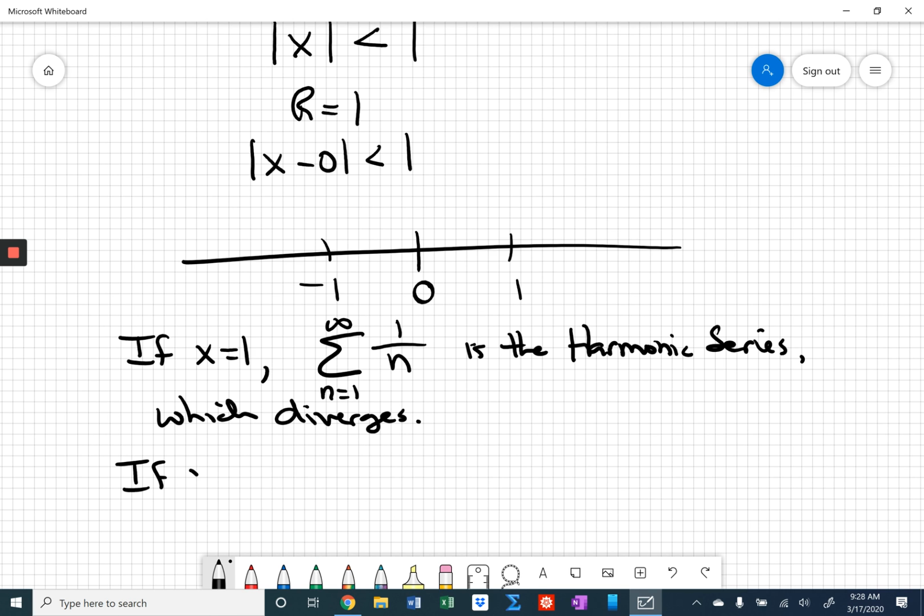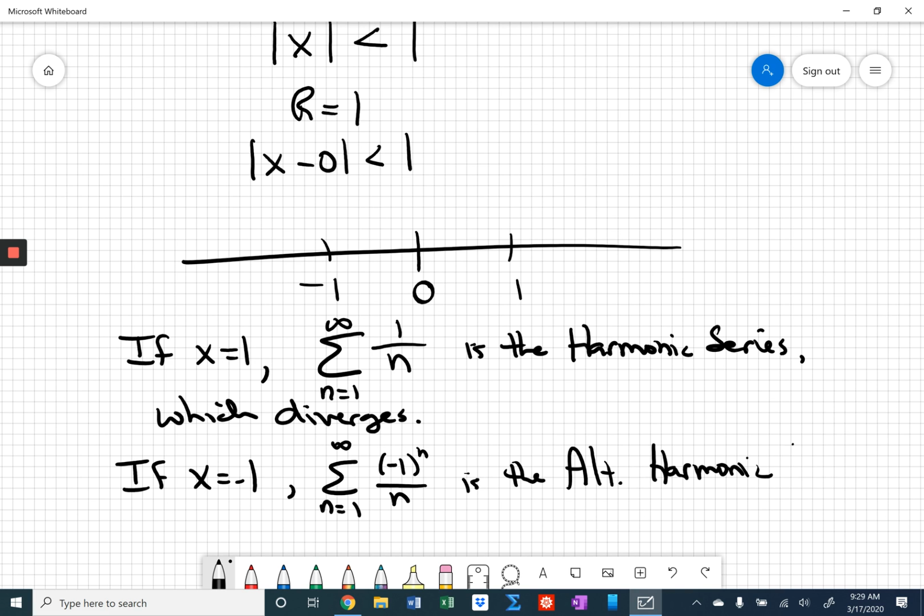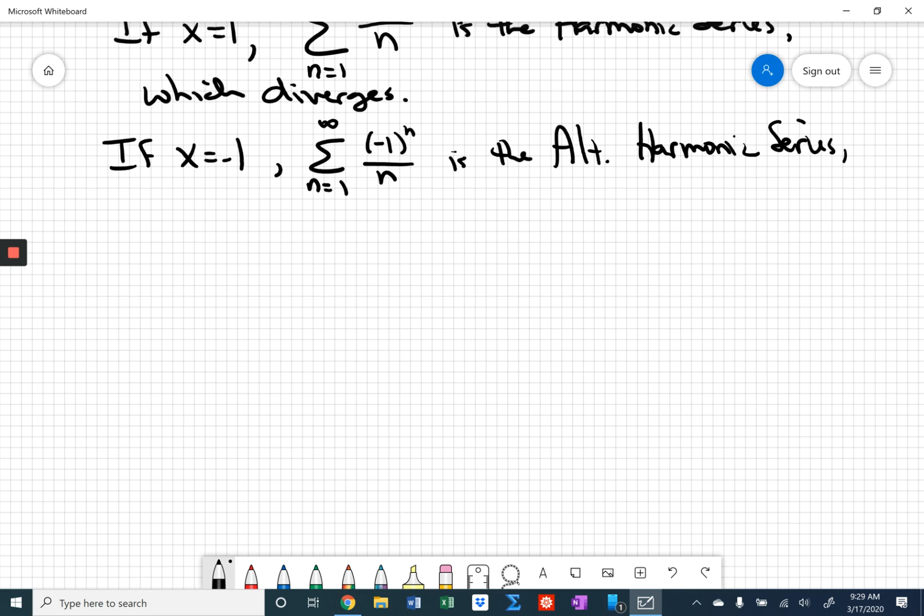And if x is equal to -1, then the sum becomes -1 to the power of n over n, which is the alternating harmonic series. Now, we've already proved that the alternating harmonic series is convergent, so we don't have to reprove it. Sorry about the sudden scroll there. It didn't respond to me. But we know that converges.